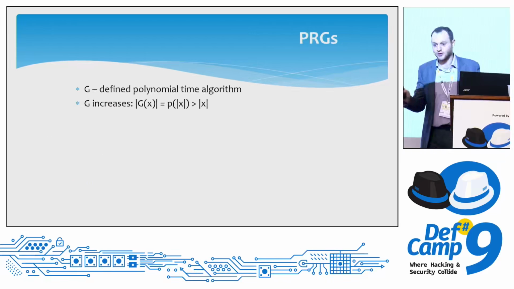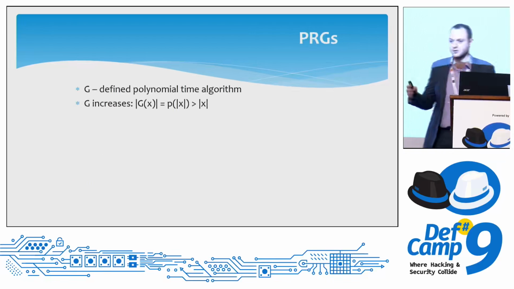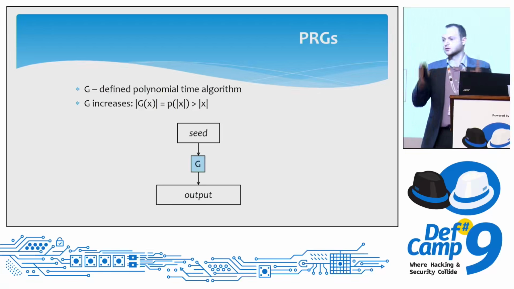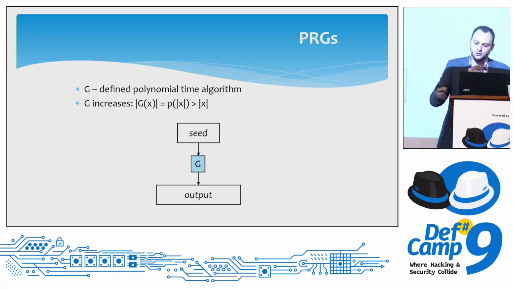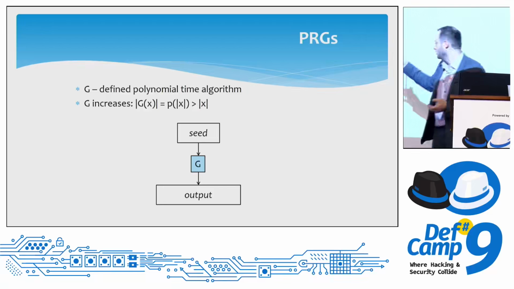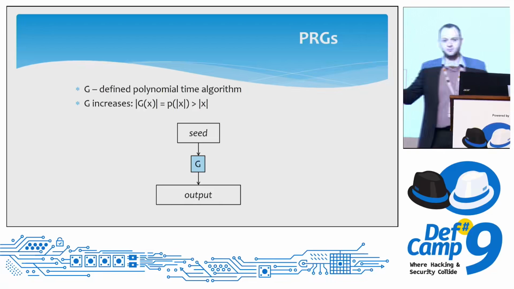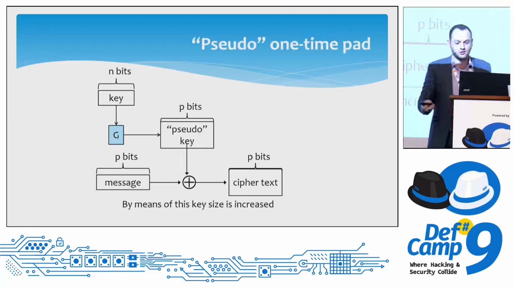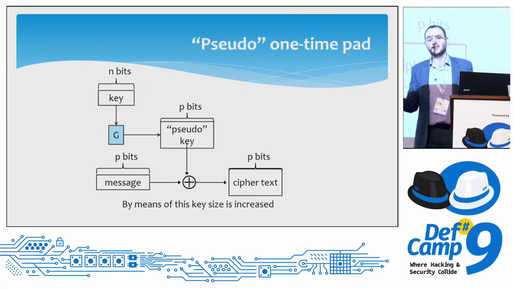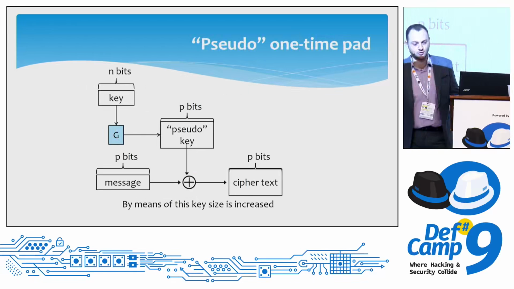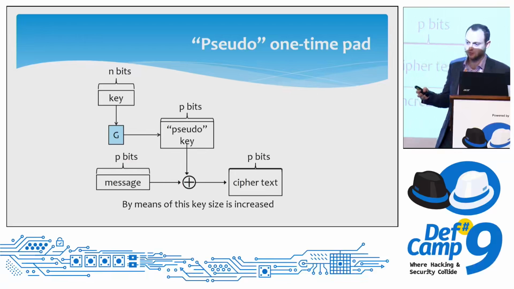So let's understand what a PRG, a pseudo-random number generator, is. How does it work? It's a function. It gets a seed, a small one, as the input to the generator, and afterwards we get the output. As illustrated, the output is much bigger than the input. That's the idea. We said that the key must be the same size as the message, and that was a problem. So let's integrate our PRG into the one-time pad.